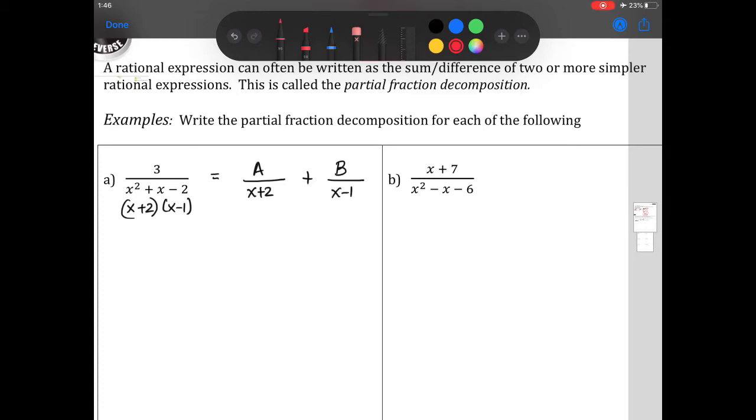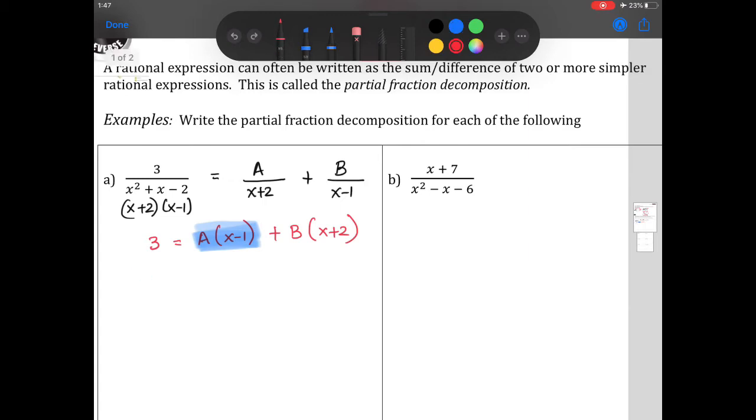So now what's the next step? I want to get rid of all my denominators. So I'm going to multiply across by x plus 2 and x minus 1. If I do so, on the left side, I'm just left with 3. On the right side, I'm going to be left with a times x minus 1 plus b times x plus 2. Now I'm going to substitute values for x. I'm going to pick them such that this whole term ends up being 0. So what value for x should I pick that makes this whole term 0? It would be x equals 1.